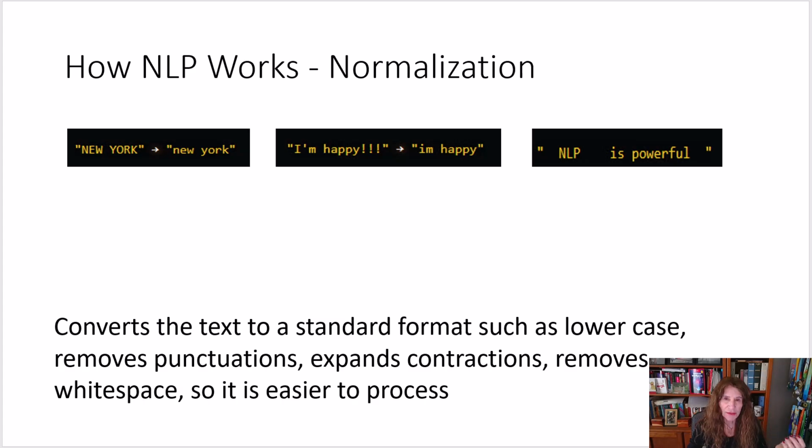Another part of the process is normalization. Normalization means converting the text so that it all falls into a standard format. For example, lowercasing everything, removing punctuations, expanding contractions, and removing white space. It is much easier to process when everything is in the same standard format.